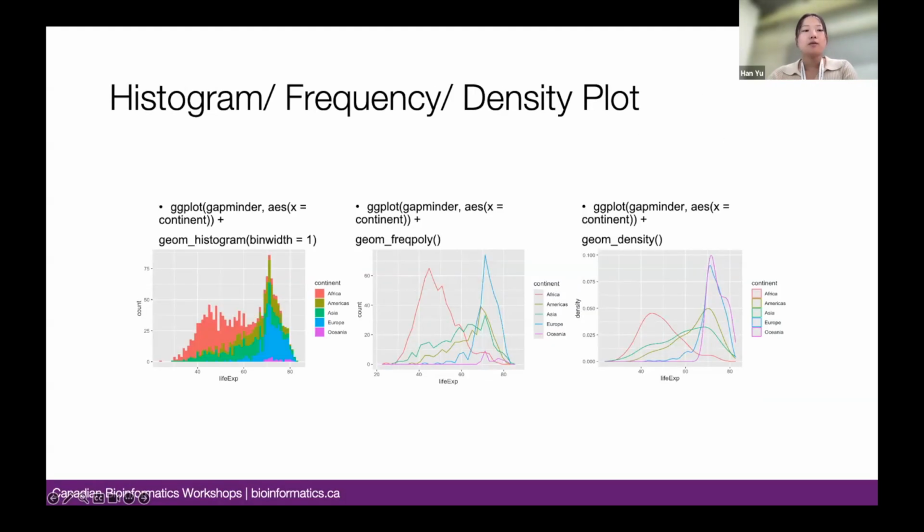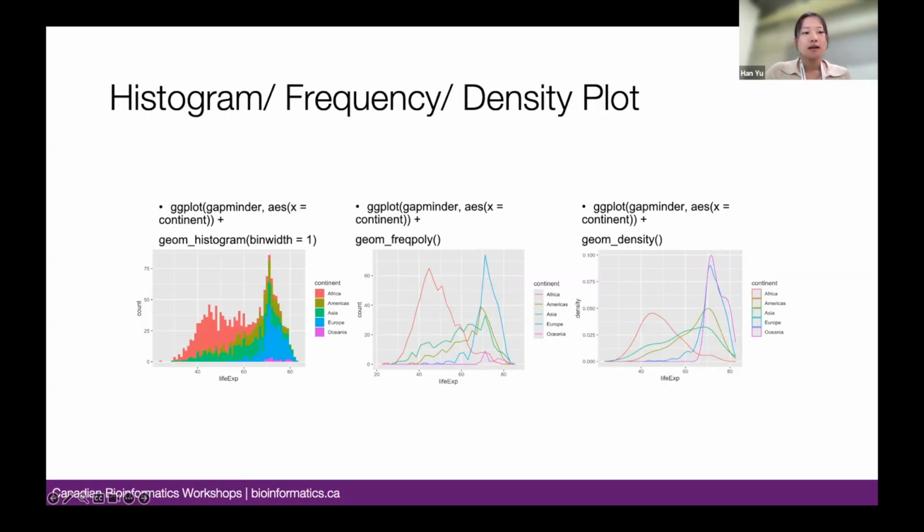Okay. Next, I will introduce the histogram, frequency plot, and density plot in one slide because they are very similar to each other. These three plots are all used to describe the distribution of a continuous variable. For example, the following three plots describe the distribution of life expectancy among different continents. However, these plots differ in how they display information and in their best use cases.